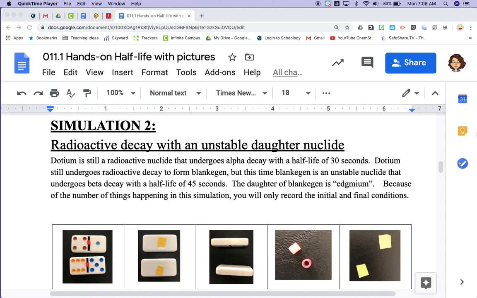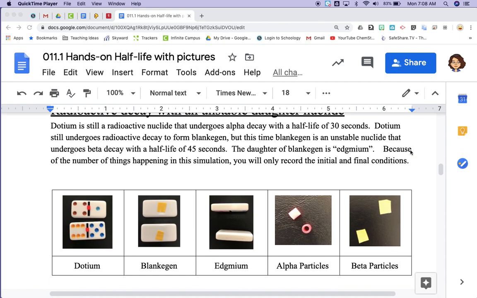Simulation 2 represents a slightly more complex situation. When a radioactive nuclide undergoes radioactive decay, there's no guarantee that the daughter nuclide is going to be something that doesn't itself undergo radioactive decay. So in the next simulation, dadium undergoes radioactivity to make blankogen, but blankogen itself is a radioactive isotope, which will undergo radioactive decay to form a new nuclide called edgmium.